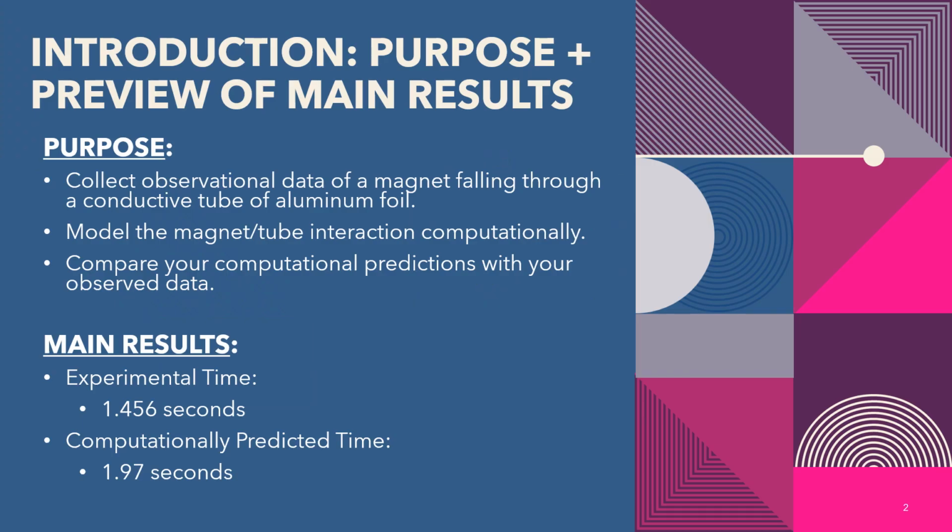The purpose of this experiment was to collect observational data from a magnet falling through a conductive tube of aluminum foil. We will then model the tube and magnet interaction computationally. We will compare the computational predictions with the observed data. And then here's our main results. The experimental time was 1.456 seconds, and the computational predicted time was 1.97 seconds.